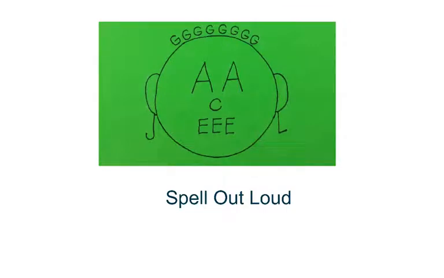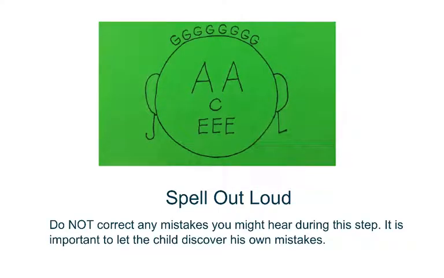The third step is spell out loud. This is where the student spells the word orally, naming the letters. Now you'll notice that our guy here has letters on his face to make his eyes and nose and mouth and hair. That is to cue the student that on this step they are to give the letter name that represents the sound that they just unblended in the previous step. So if we are going with our word cup, here's where they would spell C-U-P. Do not correct any mistakes you might hear during this step. It is important to let the child discover his own mistakes, which will often happen during step 5.